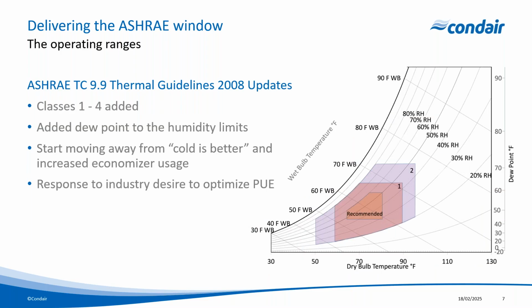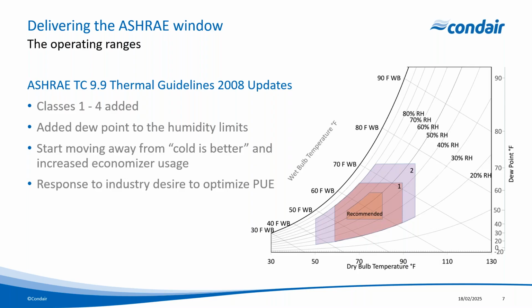The next update to the guidelines was in 2008, and this was one of the biggest changes, which included an expansion of the recommended range in a desire to achieve higher data center efficiency and a total lower cost of ownership. So here we see a change in the recommended temperature range to 64.4 to 80.6 degrees Fahrenheit, as well as the addition of dew point to the humidity limits. There were no changes to the allowable ranges in this update.